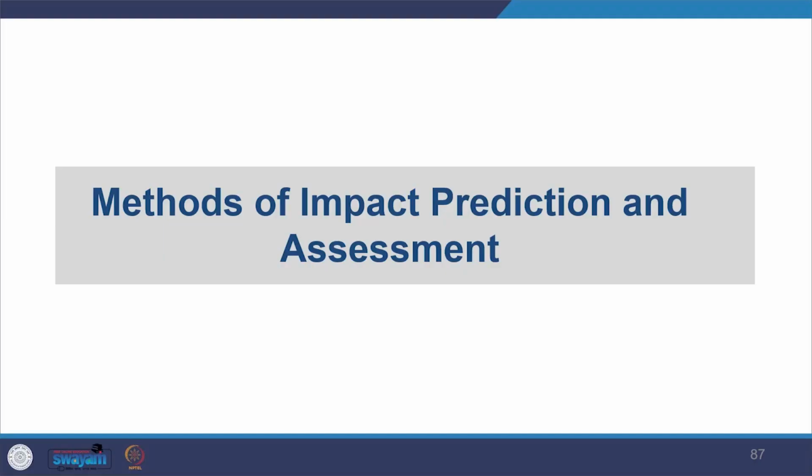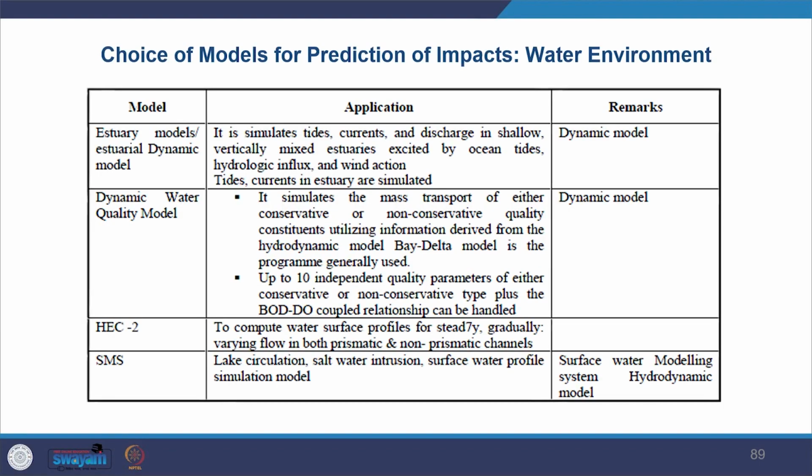assessment. So looking at the methods of impact prediction and assessment, you see that the choice of methods for prediction of impact for the water environment has been provided by the manual. So you can look at the estuary models, and then the dynamic water quality model, HEC model, SMS models, which are there. If you see how they are applied, it simulates tides, currents, discharge in shallow, vertically mixed estuaries. So these models are available.